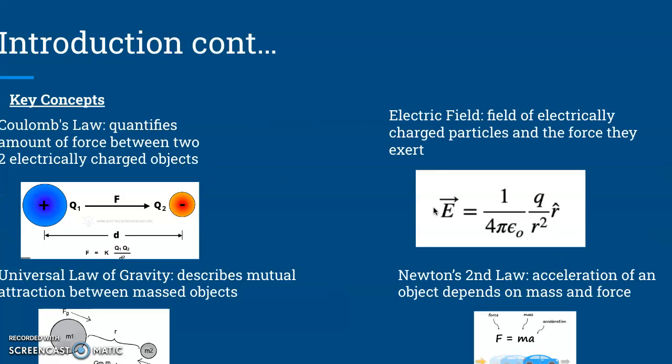Lab 2 utilizes the same concepts we used in Lab 1, including Coulomb's law, the universal law of gravitation, electric field, and Newton's second law. Most important in this lab is Newton's second law, which relates force to mass and acceleration, as well as Coulomb's law, which relates force to the two charges that we use in this lab, as well as the distance between the two electrically charged objects.